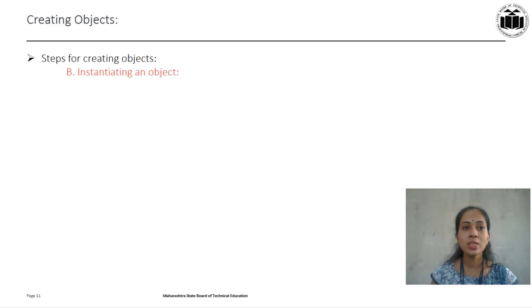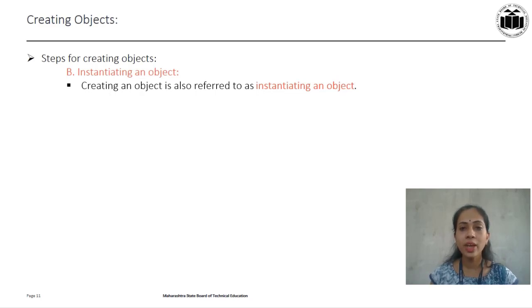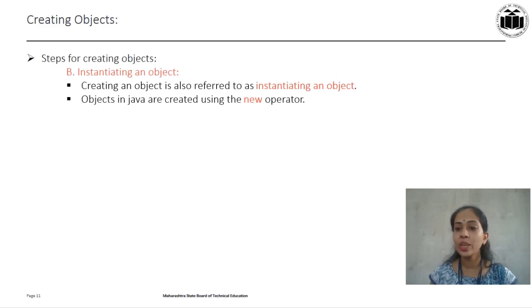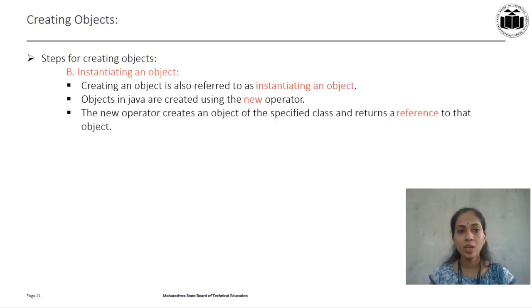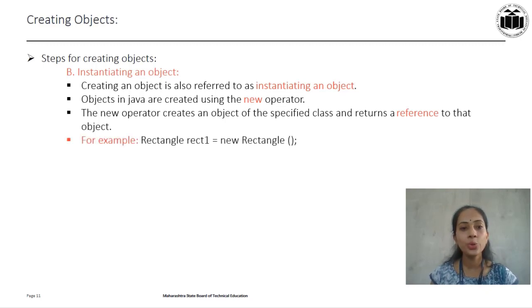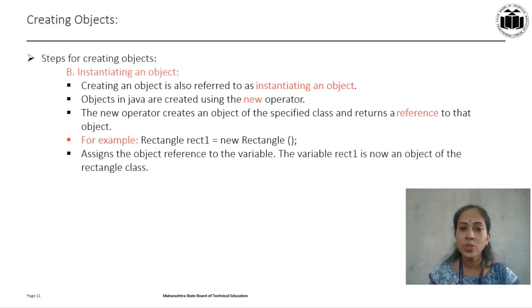Next step is instantiating an object. Creating an object is also known as instantiating an object. Objects in Java are created by using the new keyword or new operator. The new operator creates an object of the specified class and returns a reference to that object. For example, Rectangle rect1 = new Rectangle(). So we assign the object reference to the variable. The variable rect1 is now an object of the Rectangle class.